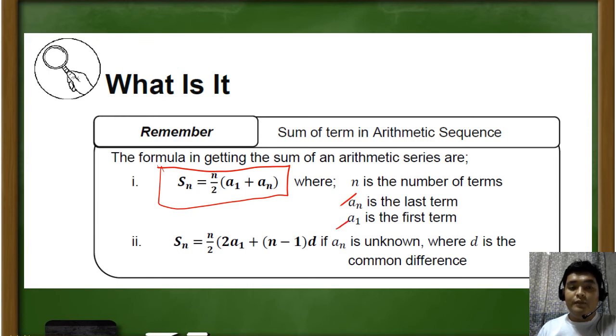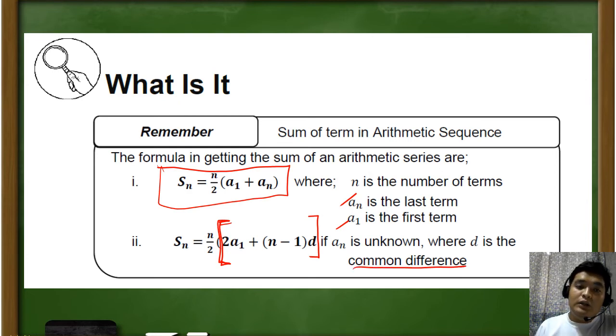The second formula is S sub n equals n over 2 times the quantity 2a sub 1 plus the quantity n minus 1 times d. This is a bracket. We use this if a sub n, the last term, is unknown, where d is the common difference.